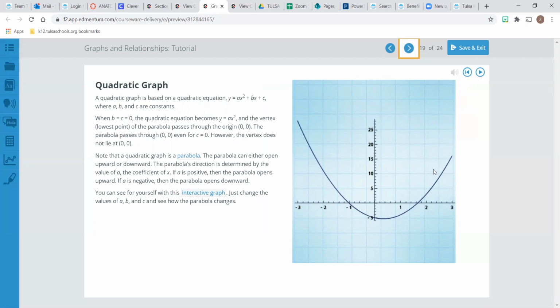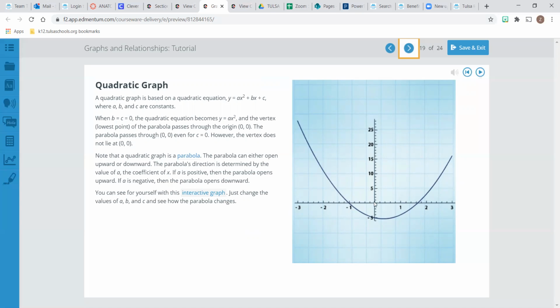Quadratic parabola. This is another type of graph that's a little more complex than linear plots. Y equals ax squared plus bx plus c. A, b, c's are constant. If b and c are 0, y equals a times x squared, and the point is at 0, 0.